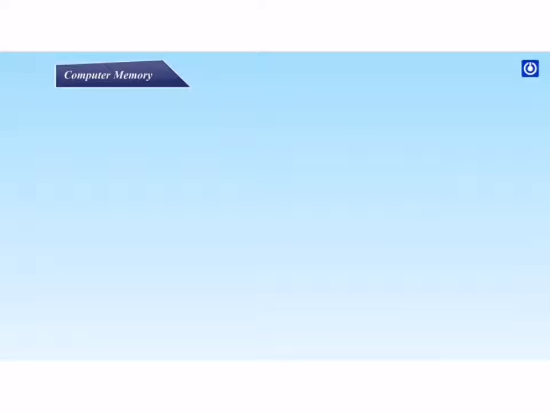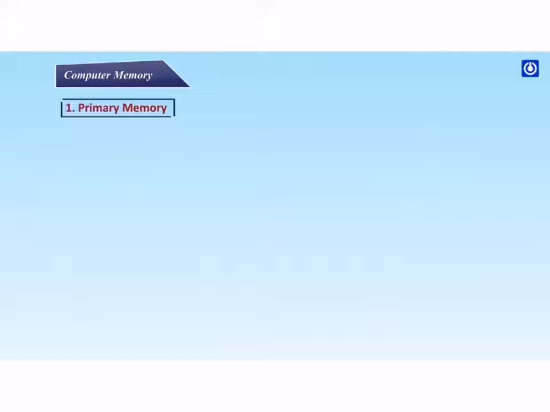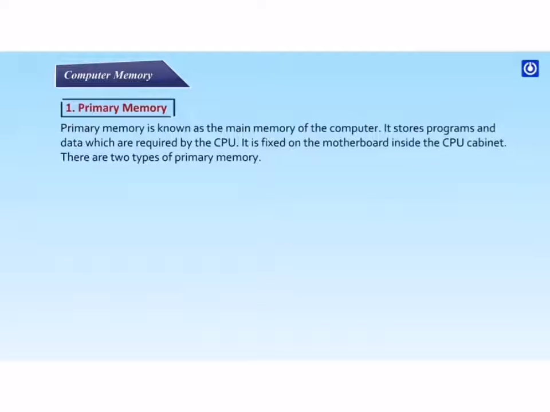Computer memory. When you give input to the computer, it goes into the computer's memory. The memory of a computer is divided into two categories: primary memory and secondary memory. Primary memory. Primary memory is known as the main memory of the computer. It stores programs and data which are required by the CPU. It is fixed on the motherboard inside the CPU cabinet. There are two types of primary memory: read-only memory, ROM, and random access memory, RAM.